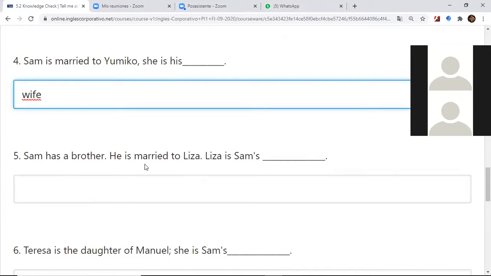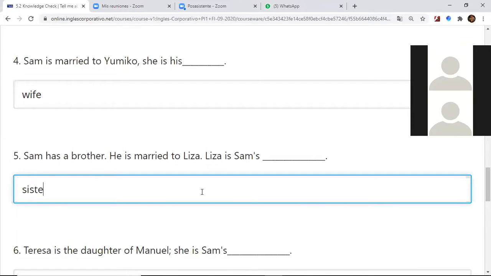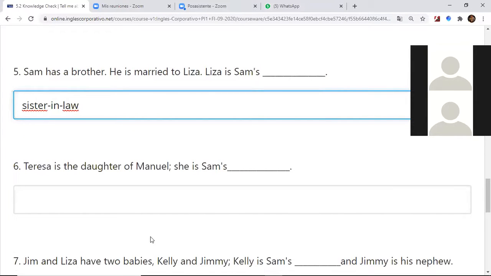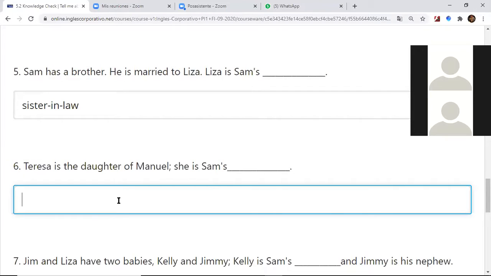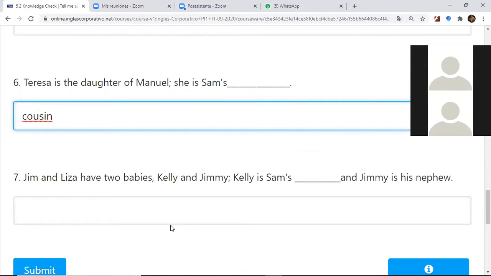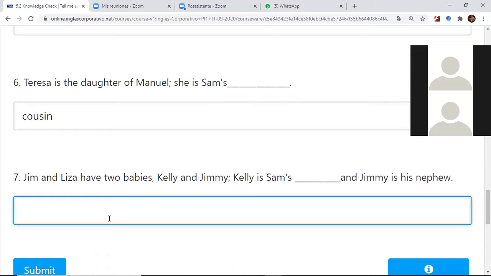Sam has a brother. He's married to Lisa. Lisa is Sam's sister-in-law. Sister under the law, right? So, sister-in-law, brother-in-law, monster-in-law, I mean, mother-in-law, right? Okay, Teresa is the daughter of Manuel. So, she is Sam's cousin, right? Jim and Lisa have two babies, Kelly and Jim. Kelly is Sam's niece. That one I didn't know. Niece. And Jimmy is his nephew. Okay, good.